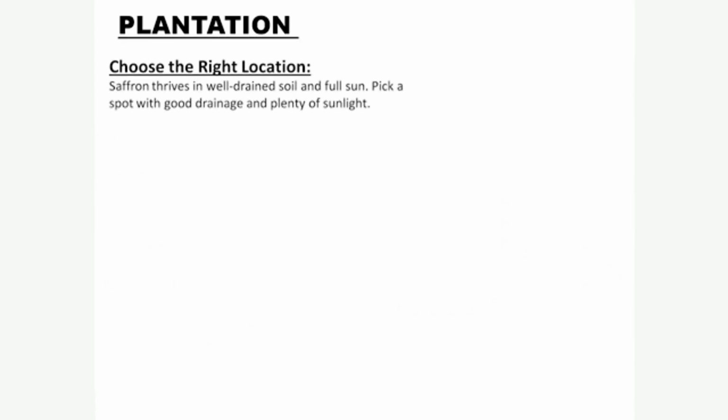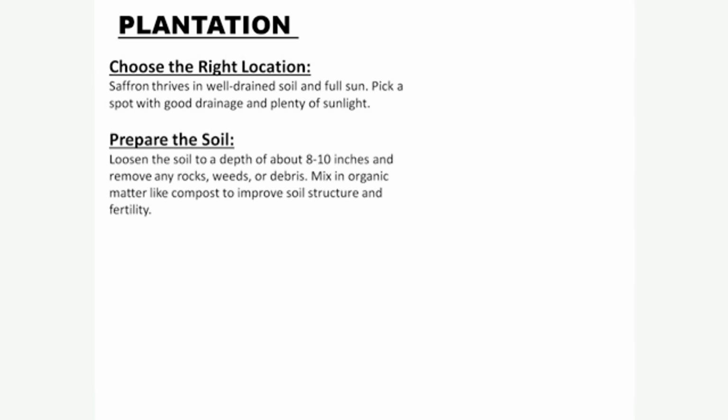We see the steps of the plantation one by one. Firstly, we choose the right location where we have to plant the saffron crops. It has well-drained soil and full sun. We pick a spot with a good drainage system and plenty of sunlight. Then we prepare the soil. For preparing the soil, we loosen the soil to a depth of about 8 to 10 inches.